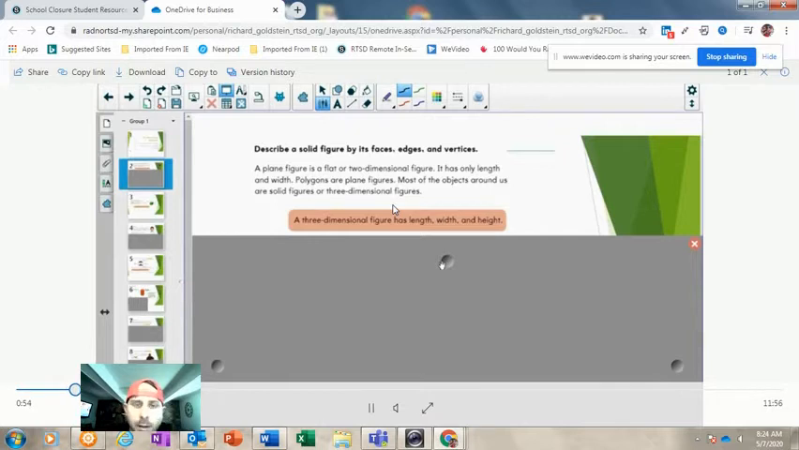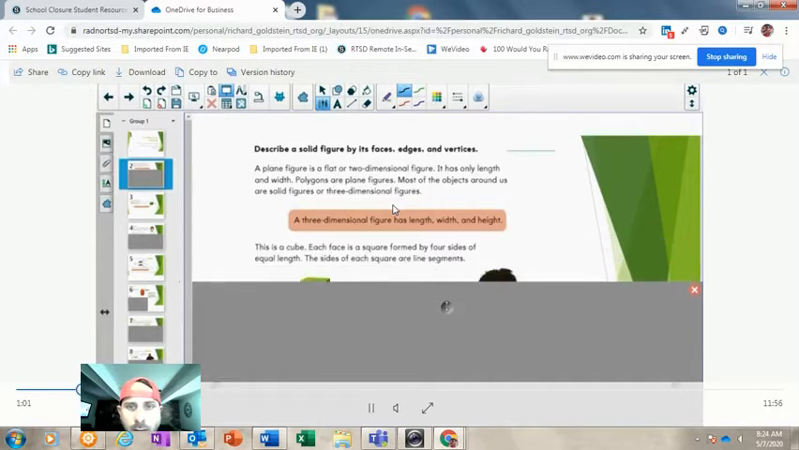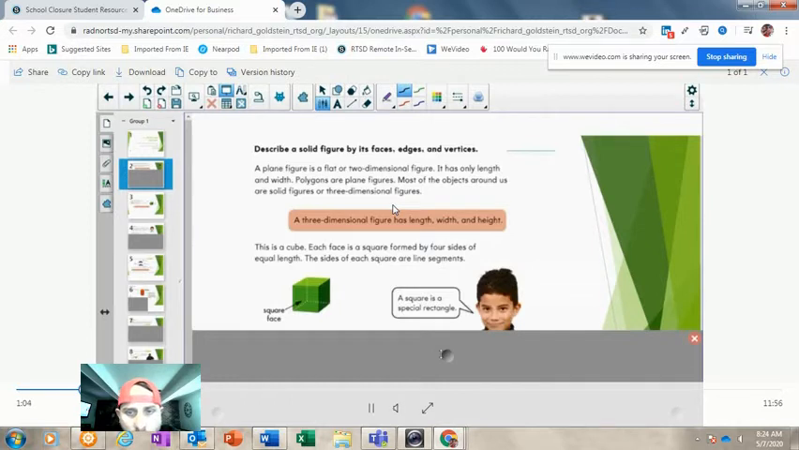If you're thinking about a three-dimensional figure, look around your room right now. It's going to have those three dimensions: length, width, and height. Here's a great example. Think of maybe a sugar cube or a Rubik's Cube.